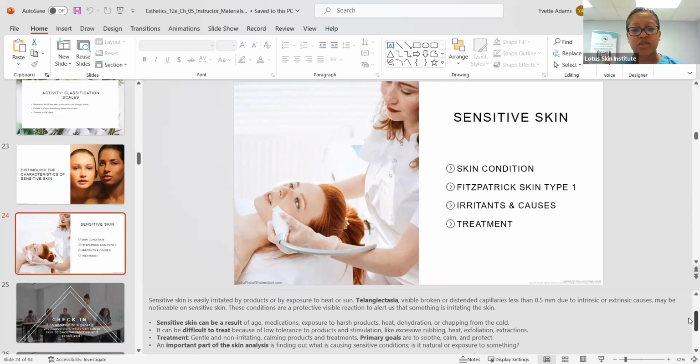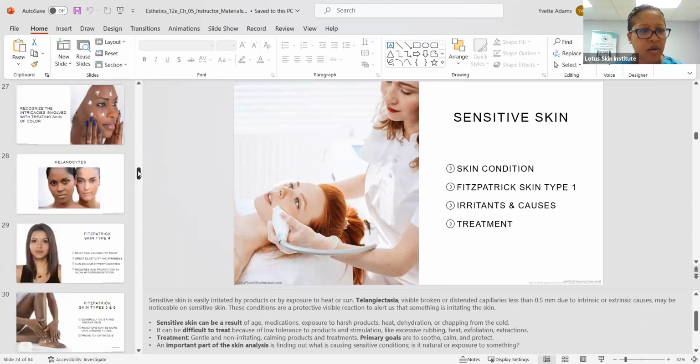What are other things that can soothe and calm? Aloe, or aloe vera? Yeah. A lot of times when you think of calming skin, you want something with aloe.